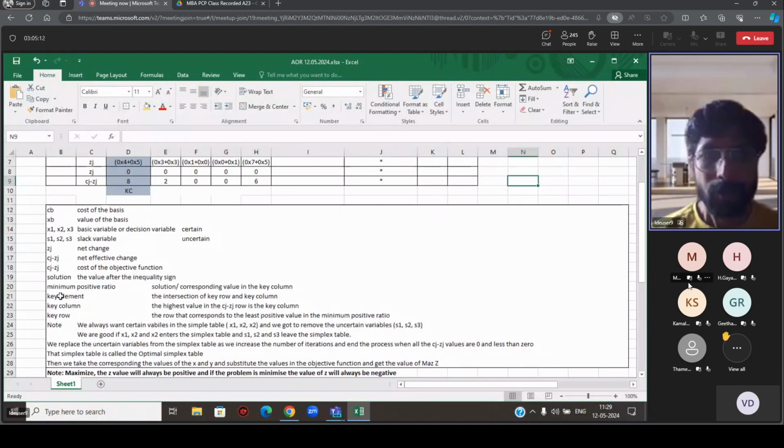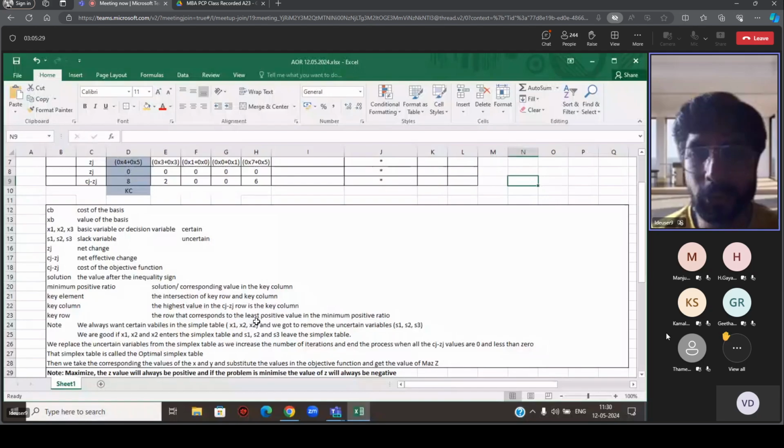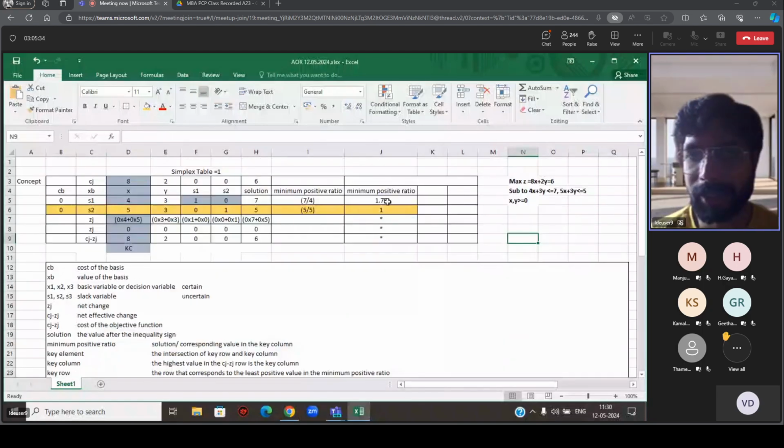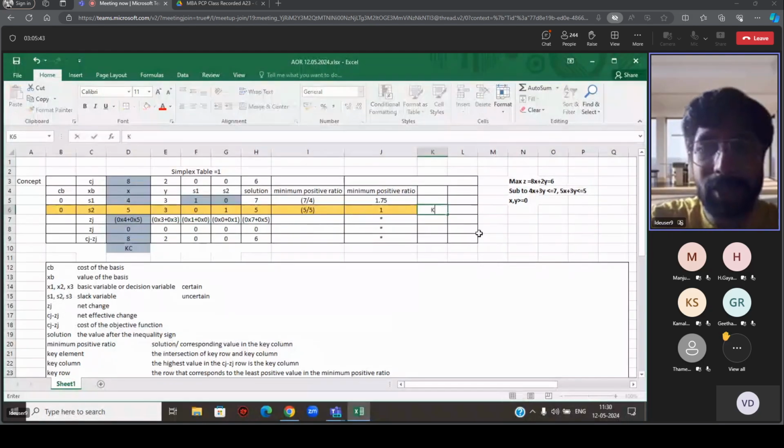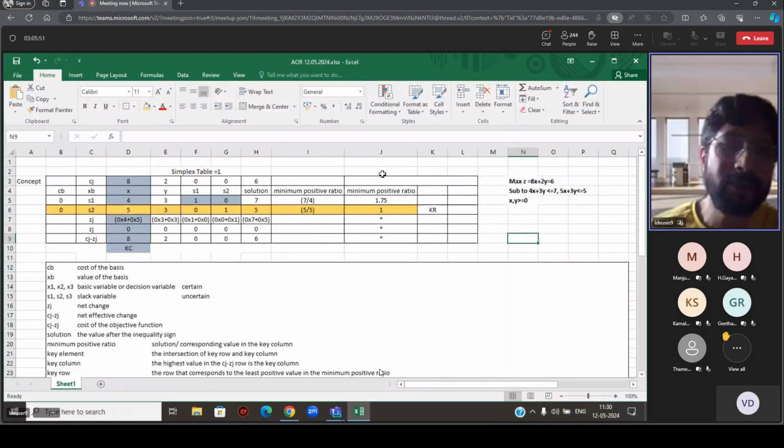See what he says. What is the key row? The row that corresponds to the least positive value in the minimum positive ratio. That is what I had told. Now all this is making sense. You see here, minimum positive ratio, which is the least out of 1 and 1.75. 1 is the least, so this will be my key row. Are you understanding?